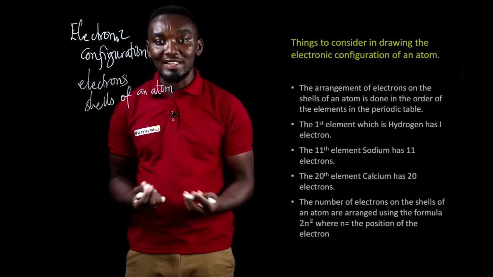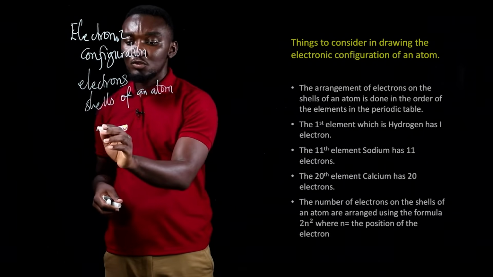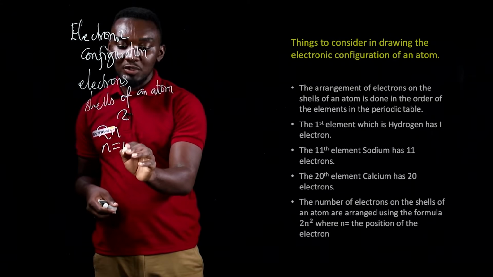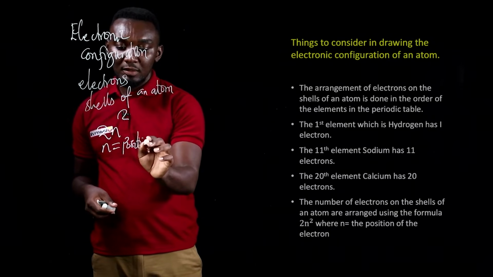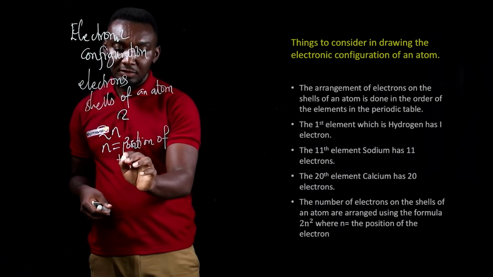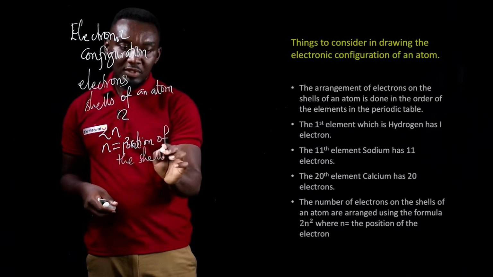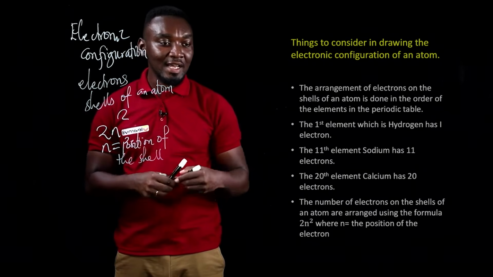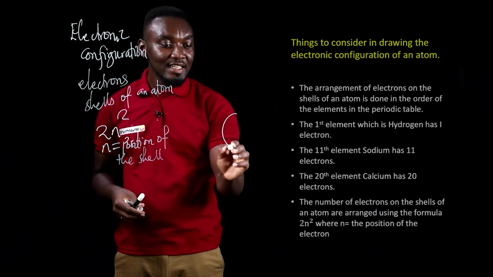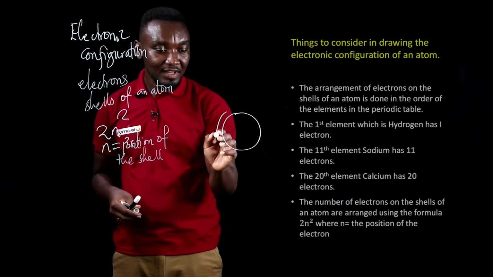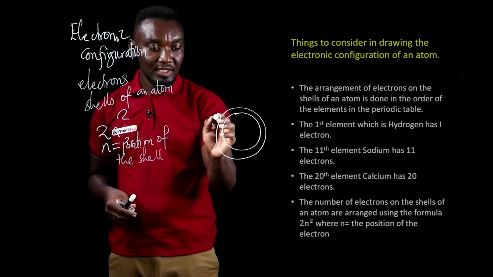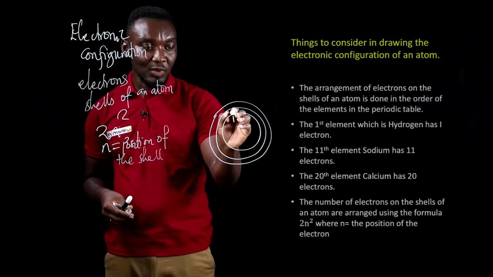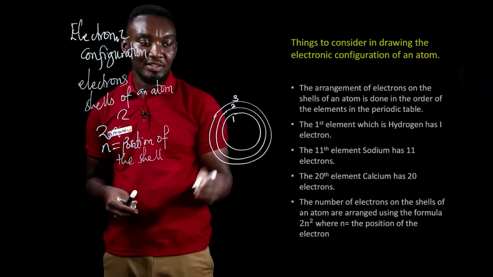Now, the arrangement of these electrons is not done anyhow. It is done by a general formula, which is 2n squared, where n is equal to the position of the shell. Let's say this is the first shell, we have our second shell, and then we have our third shell. We number the one inside as 1, the second one as 2, the third one as 3.